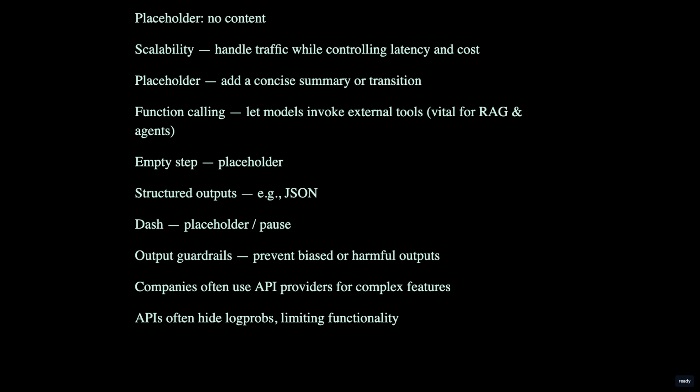Log probabilities, or log probs, are especially useful for classification, evaluation, and interpretability, but providers may restrict them to reduce the risk of others extracting or replicating their models. Consequently, many APIs either omit log probs entirely or only provide them in a limited form.